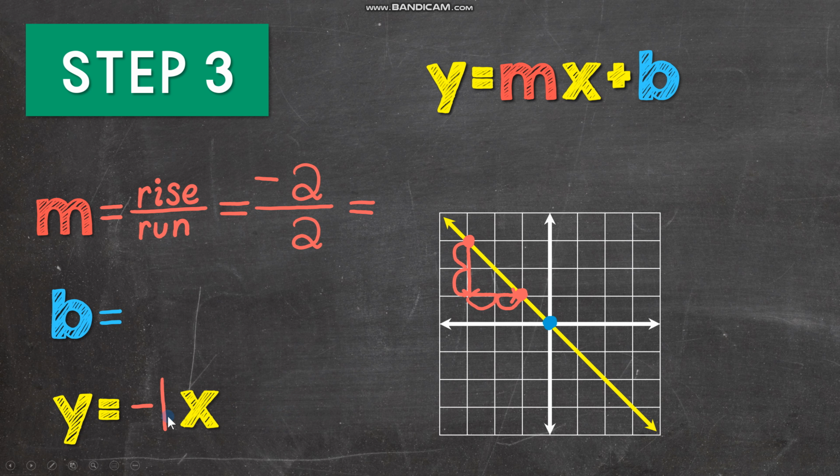Also, here we're multiplying by 1, well, -1, but when you multiply by 1, it doesn't change, so we don't have to write the 1. We do have to write the negative, but not the 1. So our final answer, y equals -x.